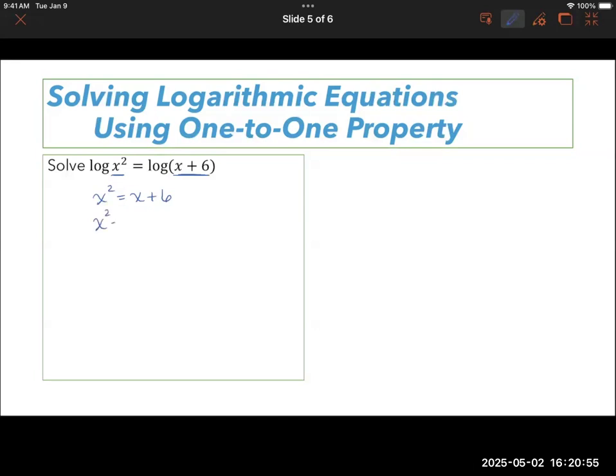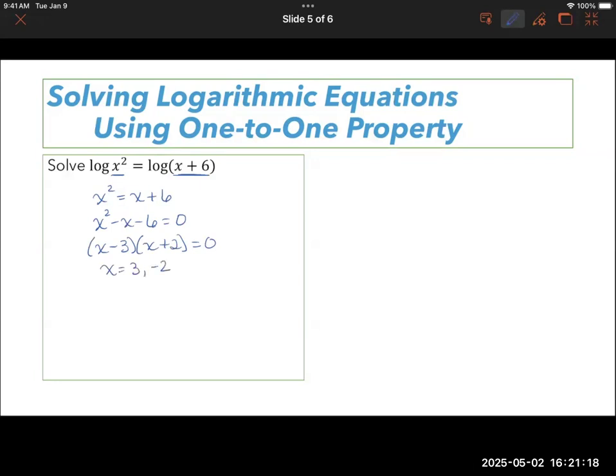So I'm going to subtract the x and the 6 to get this equal to 0, since we're now dealing with a quadratic equation. Then I'm going to factor x minus 3 times x plus 2. And that means our x values could be a 3 or a negative 2.